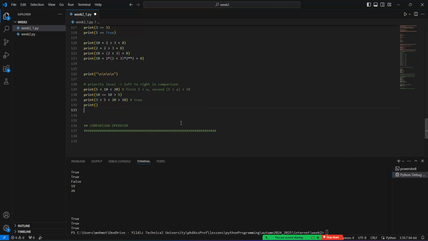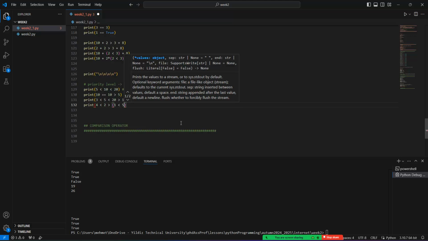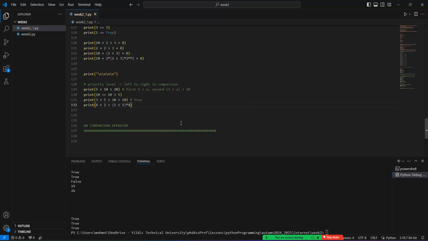And so what happens if I choose 4, 2 greater than 1, and after that 5 times 4? What's the result of this code? Can anyone guess that? False. False. Yes.